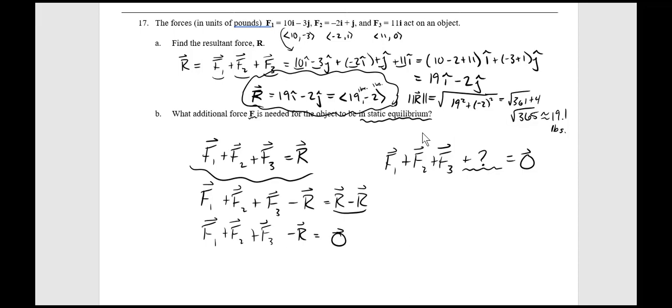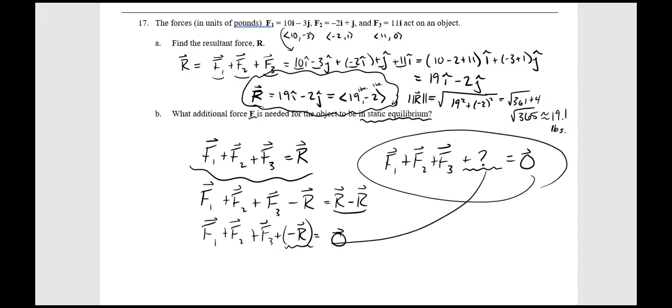So we've figured it out. What needs to go here to make the sum add up to a total of zero? The resultant of these, but with the negative in front. Right? That's what we need to add in. To satisfy this equation, that question mark has to be the negative of the resultant. So what additional force F is needed? That additional force should be negative of the resultant, which is negative of this 19, negative 2 vector.